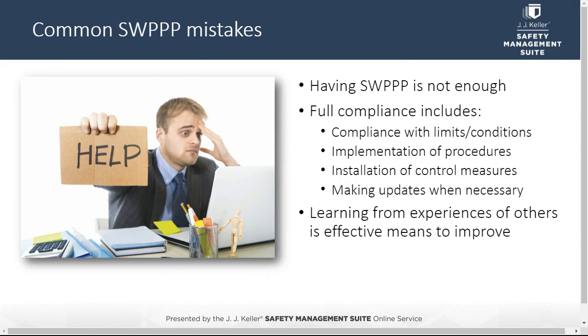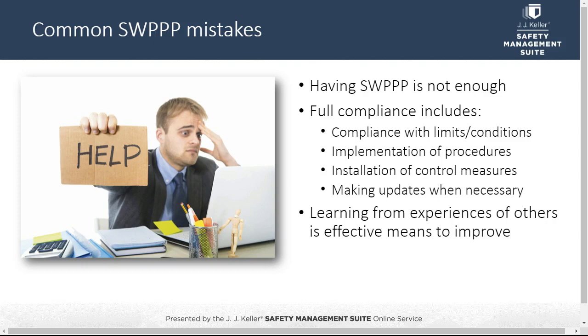Okay, so we have covered quite a bit on the elements that go into how to develop a SWP, but just having a SWP in place isn't enough. To really be in compliance with stormwater regulations and permits, writing a stormwater pollution prevention plan has to be combined with action. Full compliance requires following permit limits and conditions, actually implementing the procedures, installing and maintaining the listed control measures, and making modifications as necessary to improve your performance.